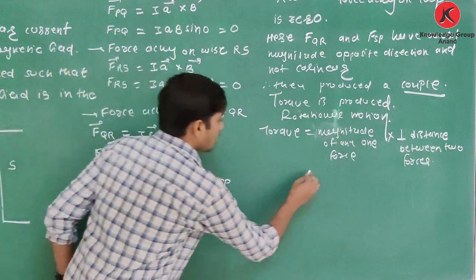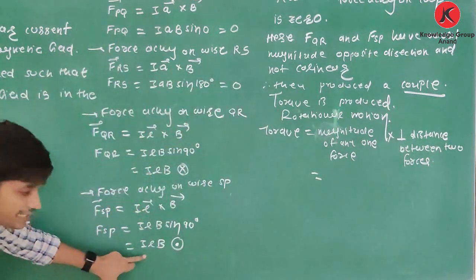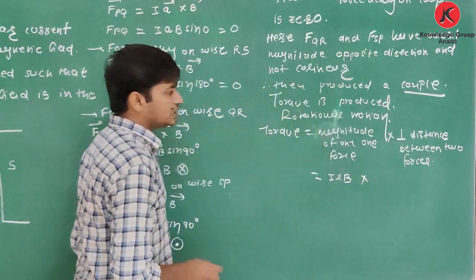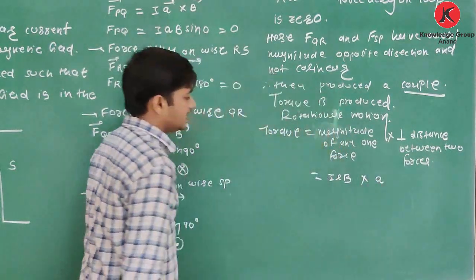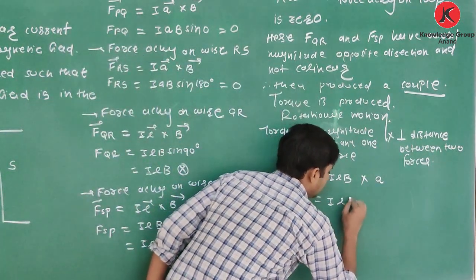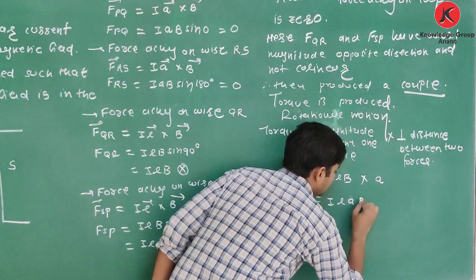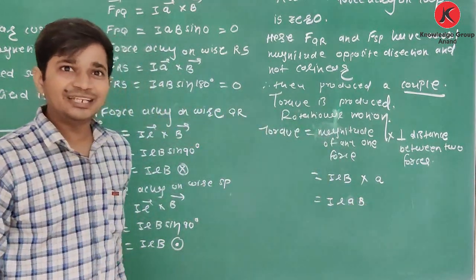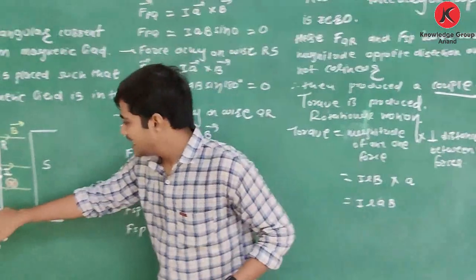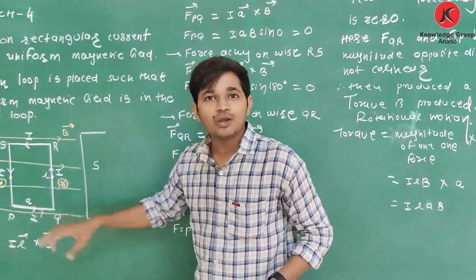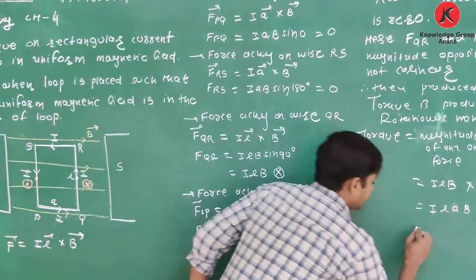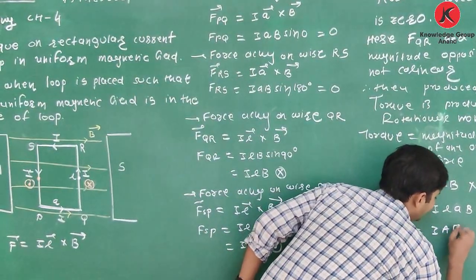So see, the magnitude of any one force is ILB, it is the same. What is the perpendicular distance between them? Yes, it is A. So I can write this as ILAB. Yes or no? Now L into A. What is the area of the rectangle? A into L. So how to write this equation? I can write this equation as IAB.